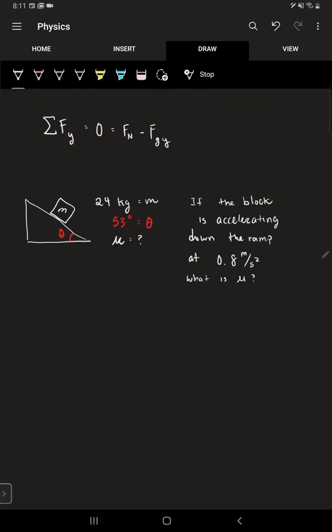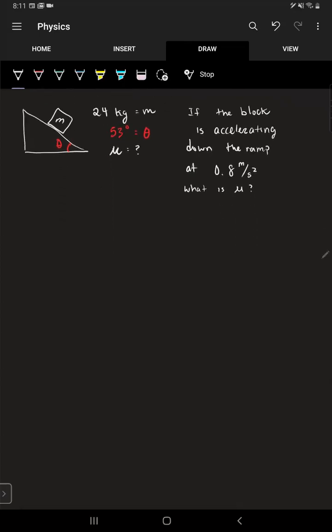All right, now it seems like a complicated problem. Let's break it down together. We need to find mu. What's our first step? We do the breakdown of the directionality. So let's say that this is x positive and this is y positive, right? Then what do we do? We draw a free body diagram.